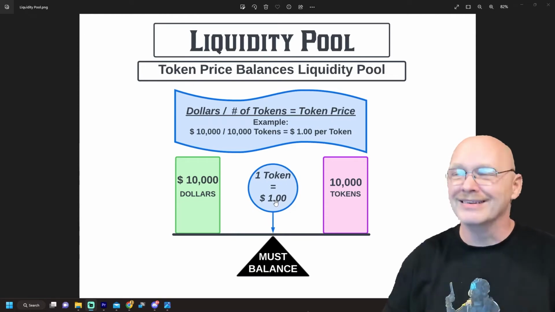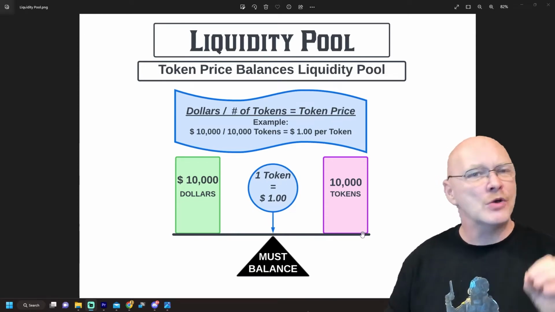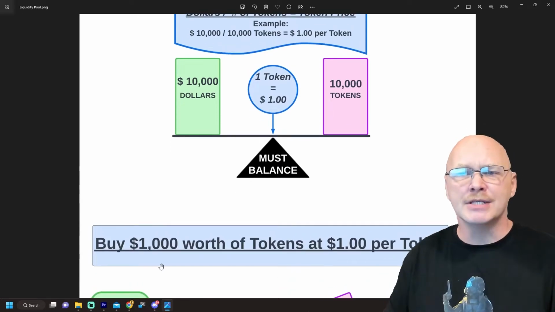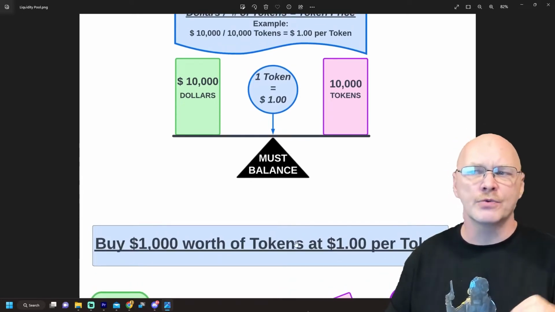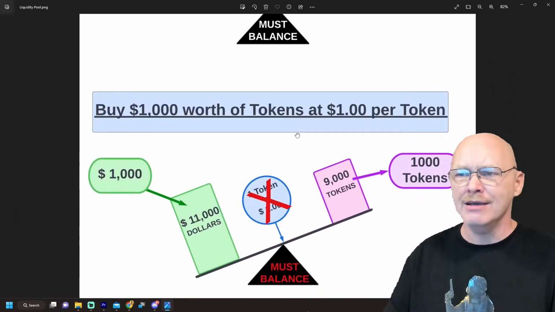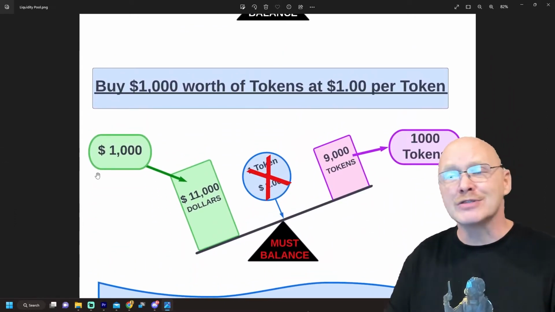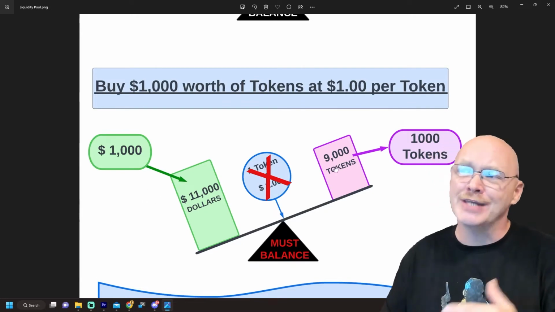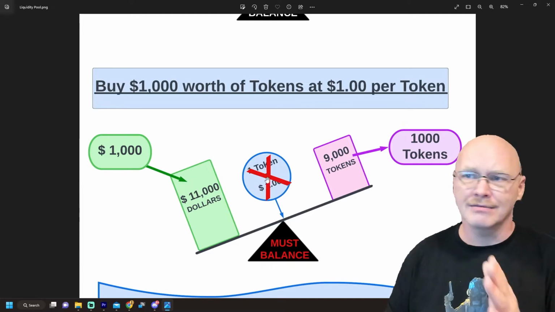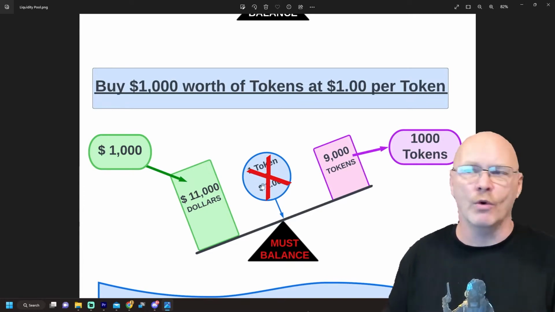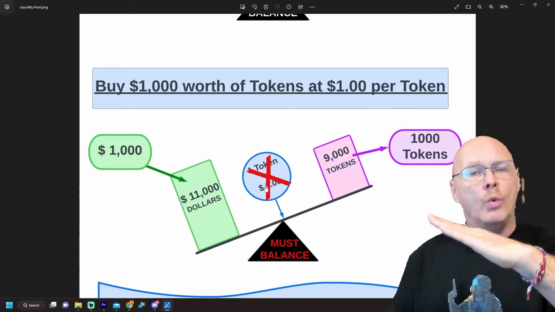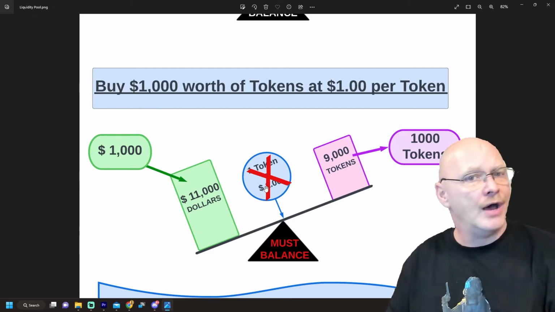Okay, really important. Now, what happens when this gets off balance? So for instance, what if somebody comes in and they buy $1,000 worth of tokens at $1 per token? Well, let's see what happens to the scale. So if you put $1,000 into the liquidity pool and you take 1,000 tokens out of the liquidity pool, now it is off balance, okay? So obviously this token price doesn't work anymore. Like a seesaw, you put too much weight on one side, it's going to tip. We have to get this back to balanced. So how do we do that?